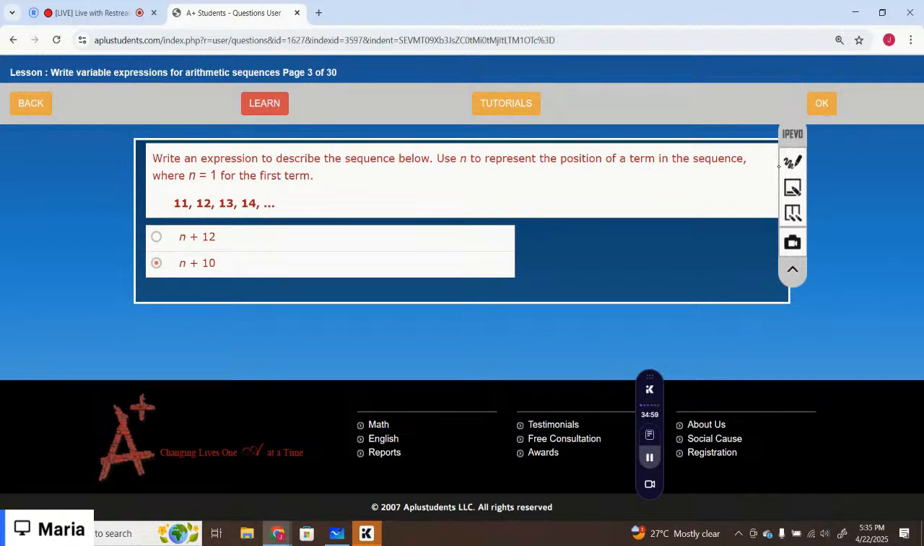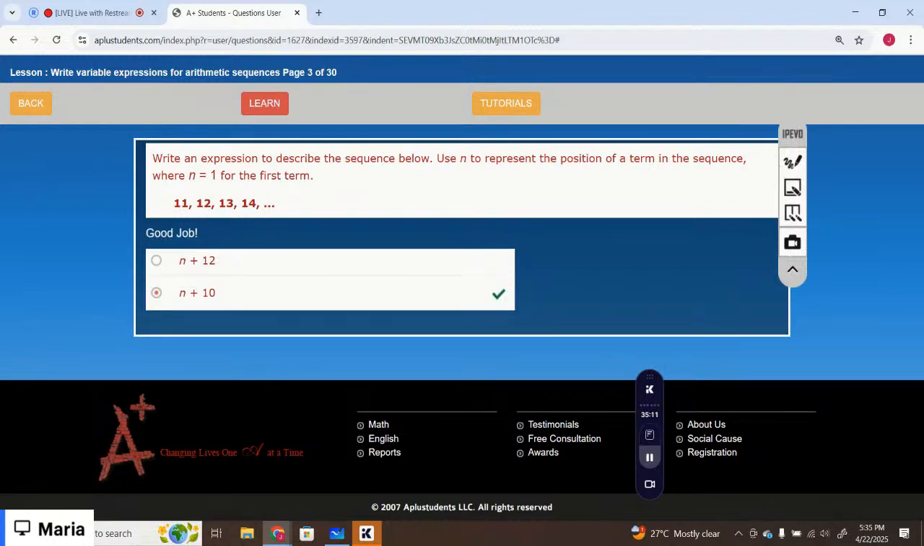Option number 2 is the correct option because the first term is 11 and n equals 1. So 10 plus 1 makes 11, then 10 plus 2 makes 12, 10 plus 3 makes 13. So option number 2 is the correct option.